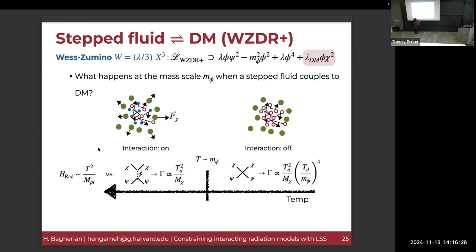But as I cross that mass threshold, I can integrate out my heavy scalar, and then you can see that this interaction is actually dying as I cross that mass threshold. So this gives us, again, the mass scale as a convenient on-off switch for when you want to start suppressing your structure.